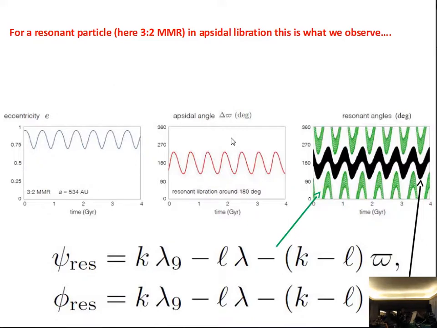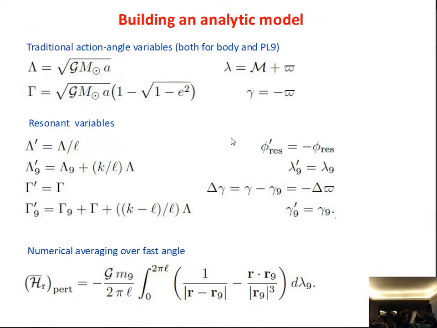And as you can see, the black angle, which is this one, oscillates with less amplitude than the green one. So we think that this is a better angle to start with to build an analytic model. Okay, so this will be our resonant angle in the following. So how do we construct our analytic model? It's a planar model for the moment. We go to space later.